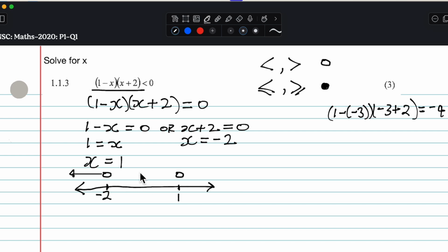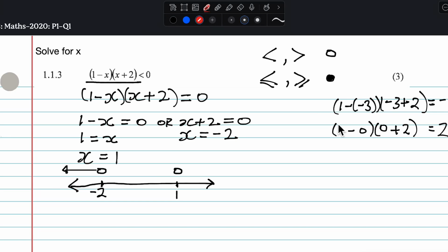So for values of x that are less than negative 2, we get negative values. Now you can try a value in between negative 2 and 1, and let's see what that would be. Here we can choose any number. You can choose 0 if you like. So if you put 0, 1 minus 0 times 0 plus 2, this gives us 2, right? The important thing is the sign. As we can see, we got a positive value. So for values of x that are between -2 and 1, we get positive values instead. Here we got a negative value, right?